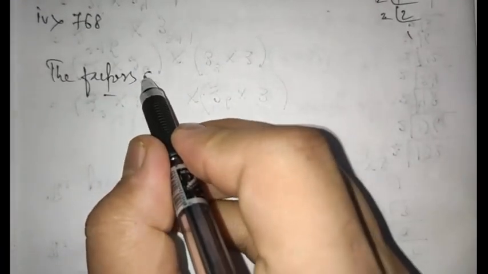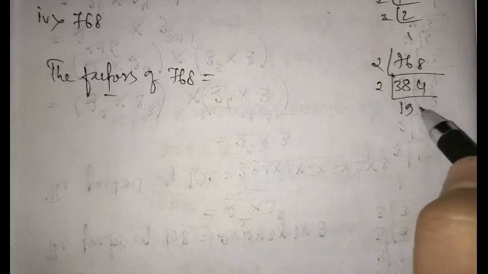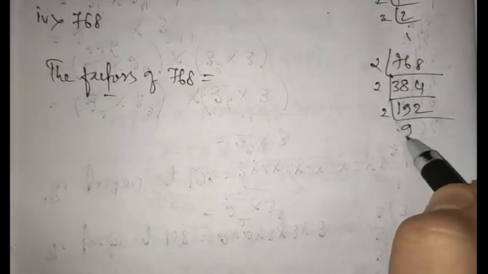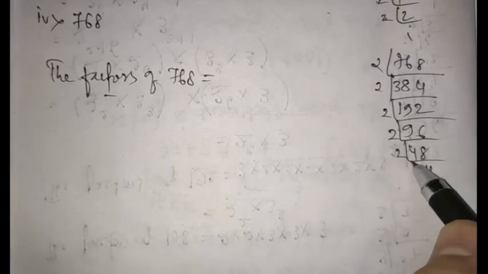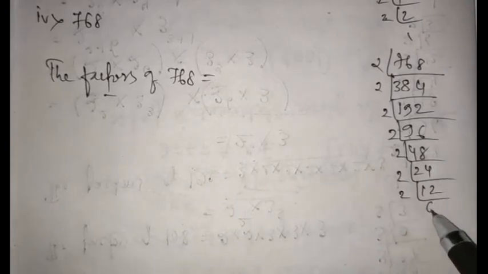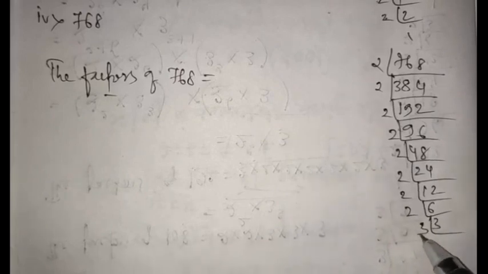Proceeding to part 4, we have the number 768. So you'll write the factors of 768 is equal to, you will first of all find the LCM. 2 3s are 6, 2 4s are 8, 2 9s are 18, 2 2s are 4. Now 2 9s are 18, 2 6s are 12. So now 2 4s are 8, 2 2s are 4, 2 6s are 12, 2 3s are 6.